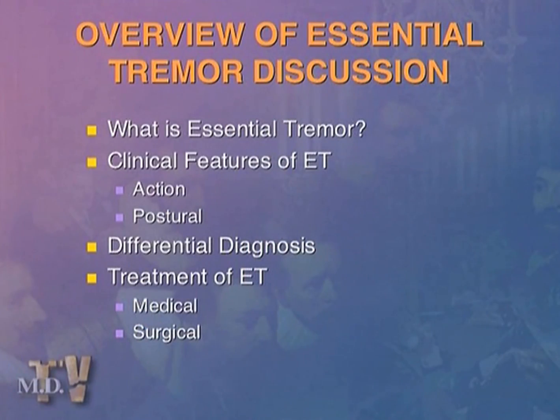So what are we going to talk about tonight? We're going to give an overview of essential tremor. First of all, we're going to talk about what is essential tremor. Secondly, we're going to talk about the clinical features of essential tremor, which are really two types of tremor. They're an action tremor and a postural tremor. Then we're going to talk about a differential diagnosis, because we want to know for sure we have the diagnosis correct, that of essential tremor. And then we're going to talk about the treatments of essential tremor, which are really of two types. They're medical and they're surgical.